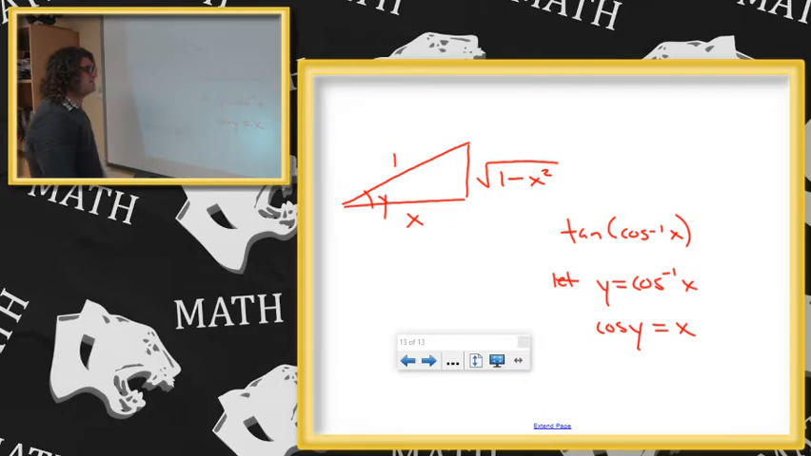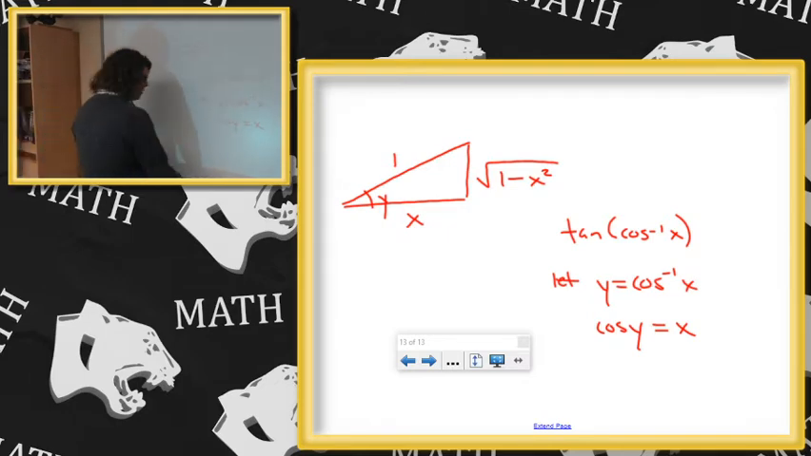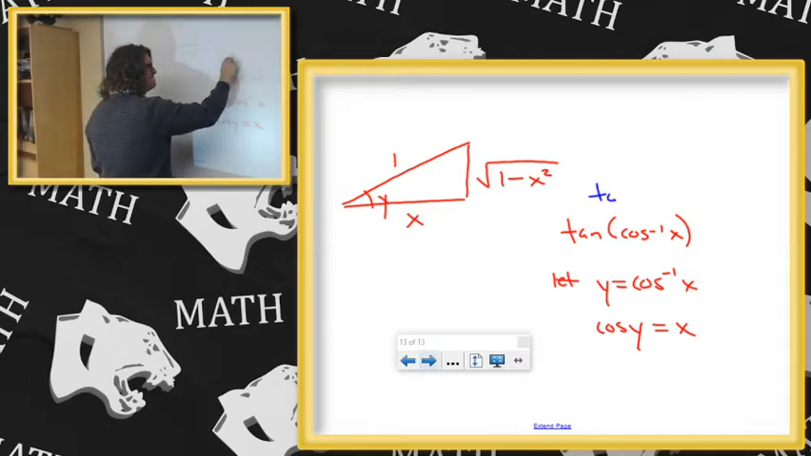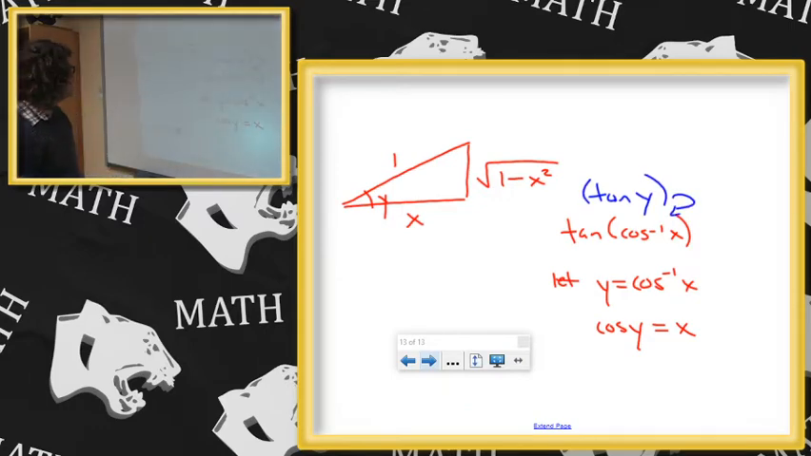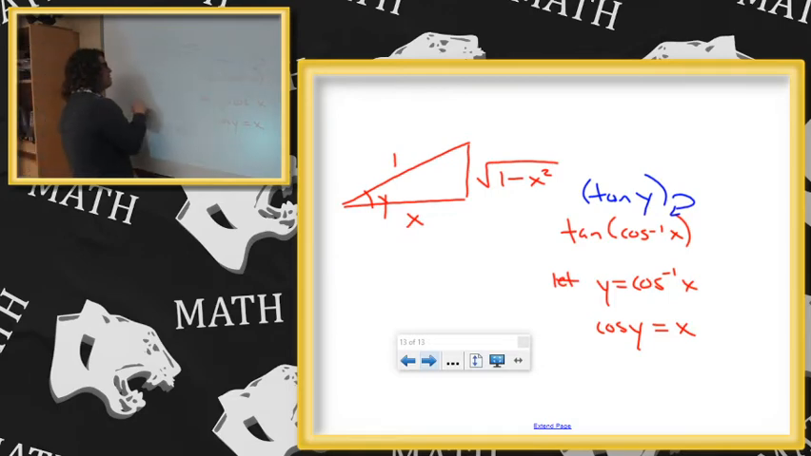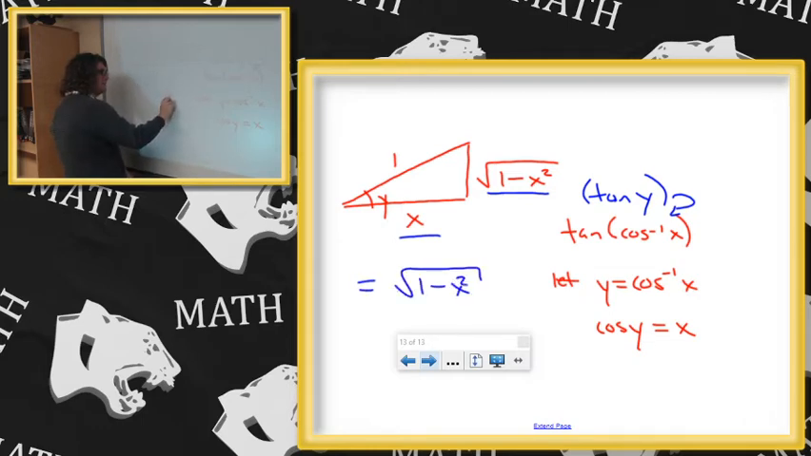So that's what we get. What we actually want is the tan of y. So tan of y is tan of y in our diagram. So opposite over adjacent. So the expression we're looking for in the end is the square root of 1 plus x squared over x.